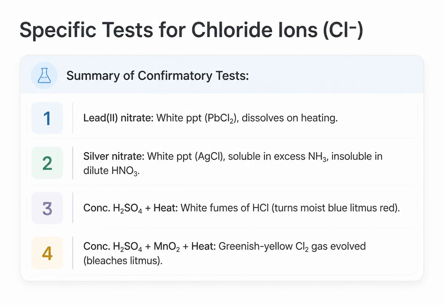Let's summarize the specific confirmatory tests for chloride ions. You are looking for a white precipitate with lead nitrate that dissolves on heating, a white precipitate with silver nitrate that dissolves in ammonia, or the evolution of acidic white fumes or bleaching green gas when treated with sulfuric acid.